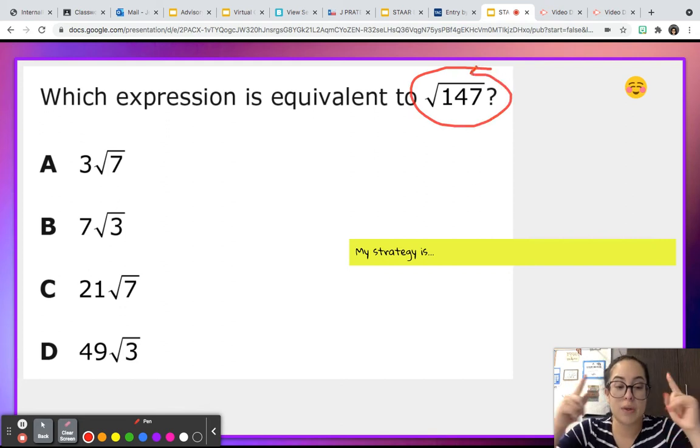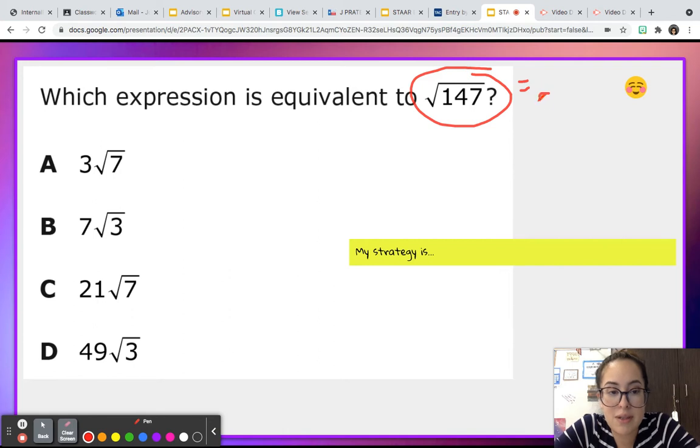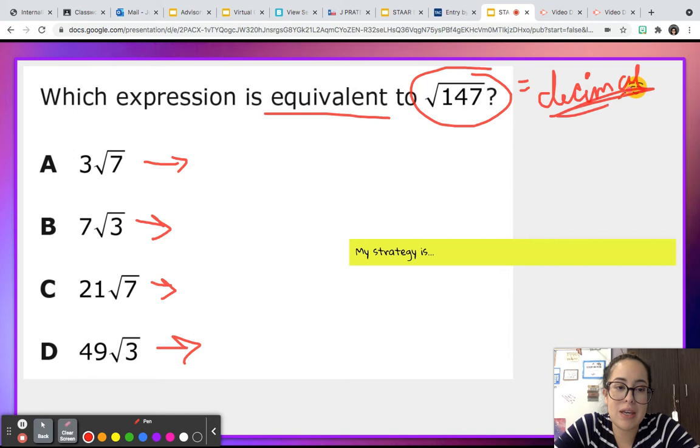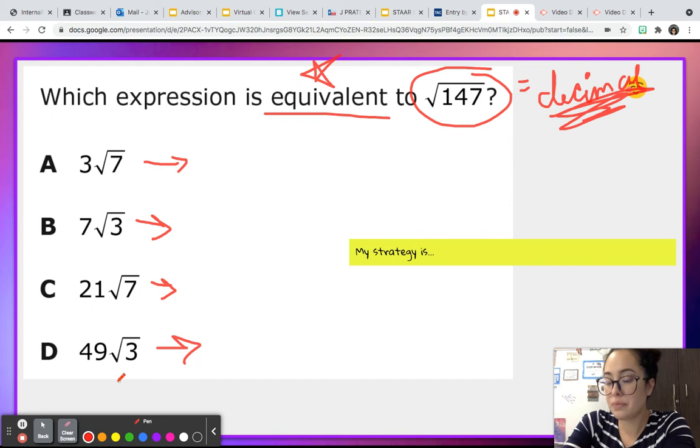When you're given a square root, I would recommend for you to convert it into its decimal value. If you can find the decimal value of this number and then find the decimal values of these numbers, then here's that equivalent word again. That means the value I get here should be equivalent, the same as one of these answer choices. So I would use my calculator for this.